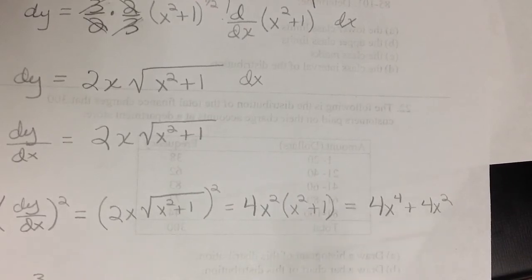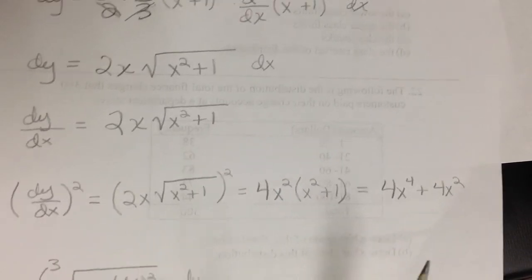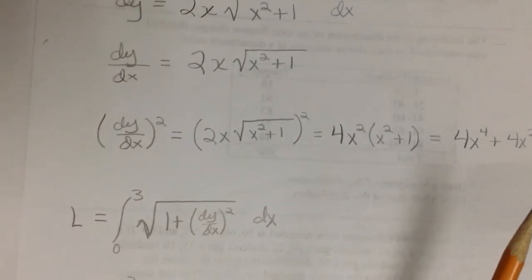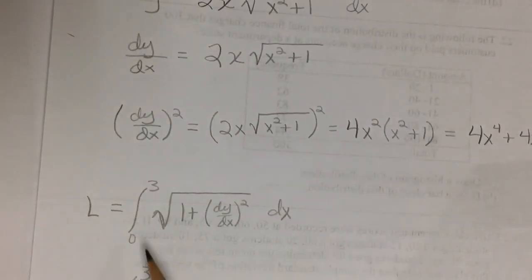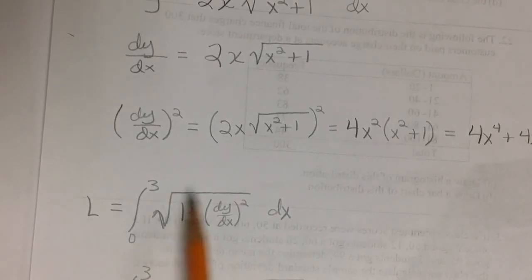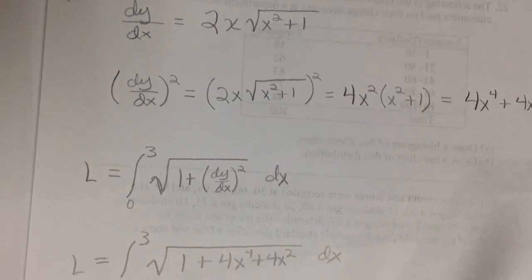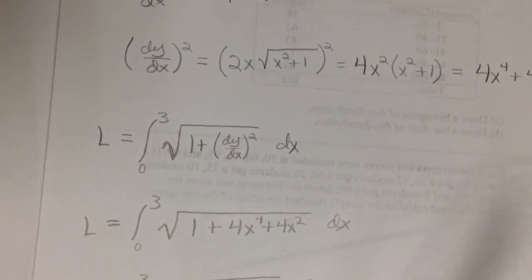And setting this up so as to determine the length of this curve from point A to point B, again we had the lower and the upper limits of x at 0 and 3 respectively, and then we have integrating over the square root of 1 plus the square of the derivative. Okay, filling in the numbers and the terms, we have 0 to 3, 1 plus 4x to the 4th plus 4x squared.